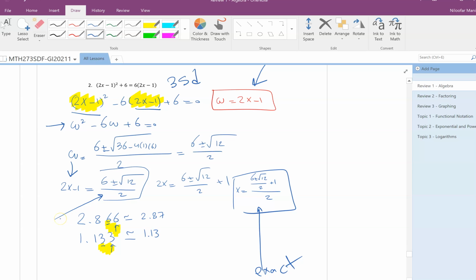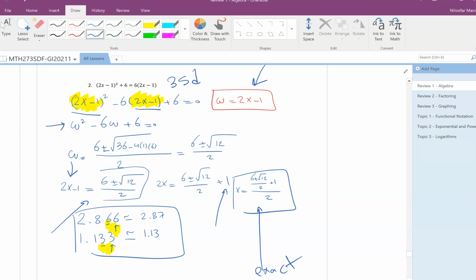That's just 2x minus 1 here. Okay, this is 2x minus 1. I move 1 to the other side, and I divide both sides by 2 because I want to find x. That's the exact number. But if I want to round the answer, you just use your calculator and round it.